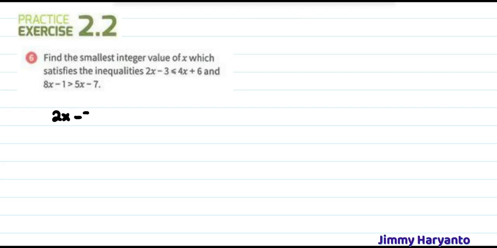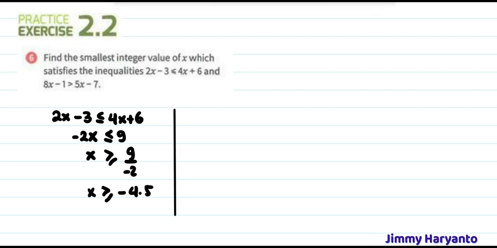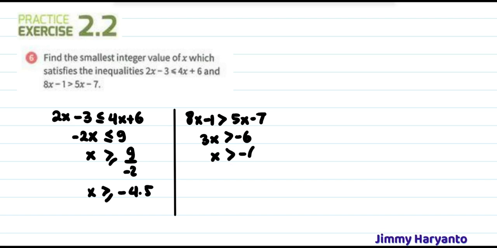So I will solve the first one. 2x minus 4x equals negative 2x, and then 6 plus 3 equals 9, and then I will divide the 9 by negative 2. The sign has to be changed, so x is greater than or equal to negative 4.5. This is the first. And the second one is 8x minus 1 greater than 5x minus 7. I'll move the 5x, so you will have 3x on this side, and then I'll move the negative 1. Negative 6 will be the answer, and then x is greater than negative 6 divided by 3. x is greater than negative 2.